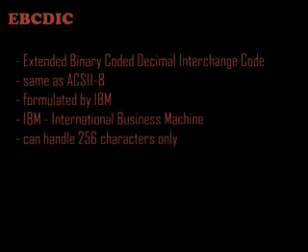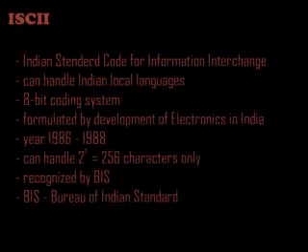The next coding system is EBCDIC. Full form is Extended Binary Coded Decimal Interchange Code. It was formulated by IBM. IBM full form is International Business Machines. This coding system can handle 256 characters.